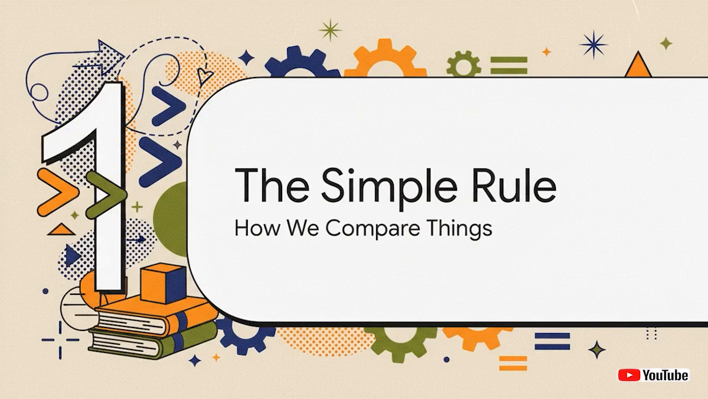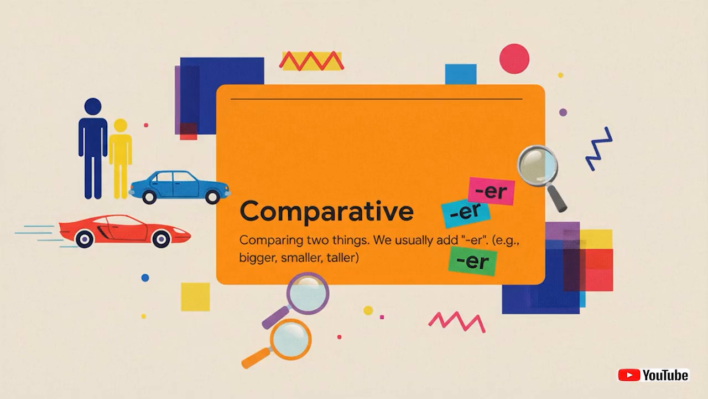But before we can break the rules, we've got to know what the rules are in the first place, right? So let's do a quick review of the standard, simple way we compare things in English. This is the foundation for everything else we're about to cover. First up, we've got the comparative. This is what you use when you're just comparing two things. He is taller than her, or this car is faster than that one.